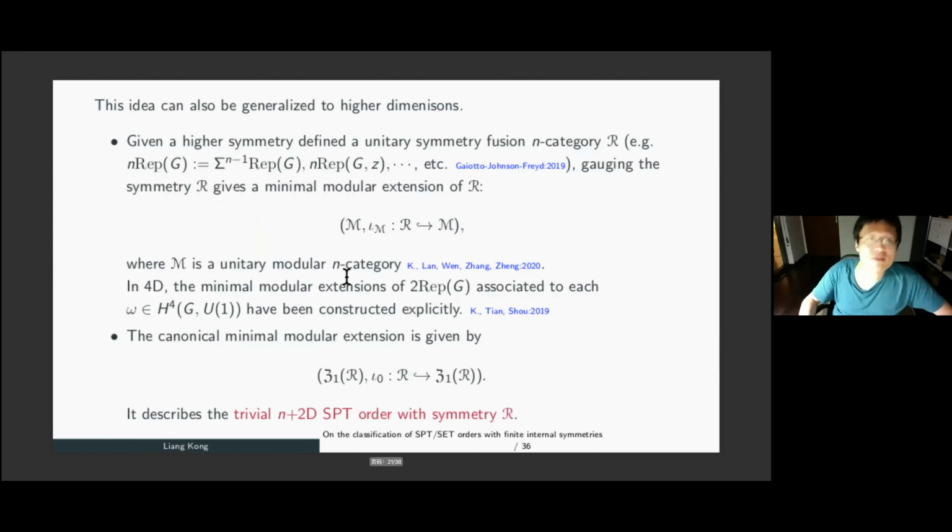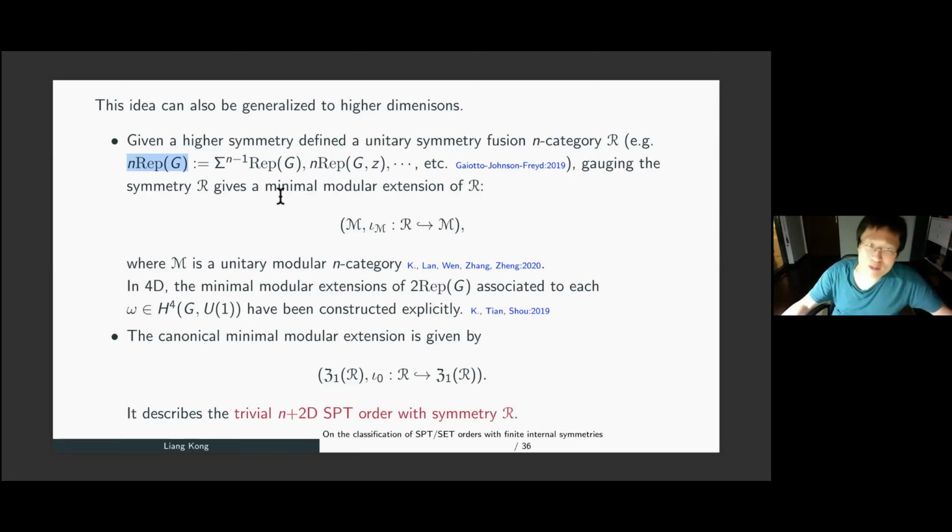And then you can even do this for higher dimensions. For higher dimensions, you can introduce a higher symmetry defined by a unitary symmetric fusion n-category. I'm not going to define what the n-category is, but typically it mathematically corresponds to the so-called n-Rep G, the higher representation of G. This can be mathematically well defined. Let me just take that as a higher symmetry.